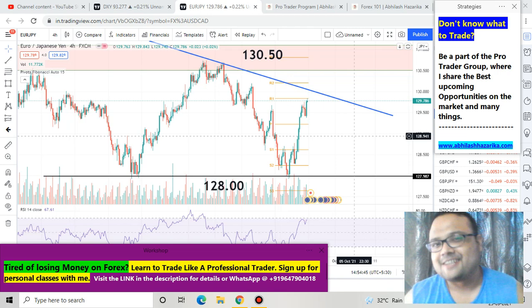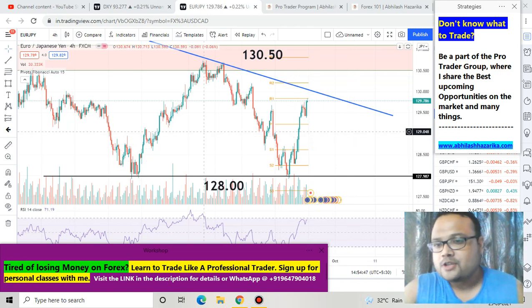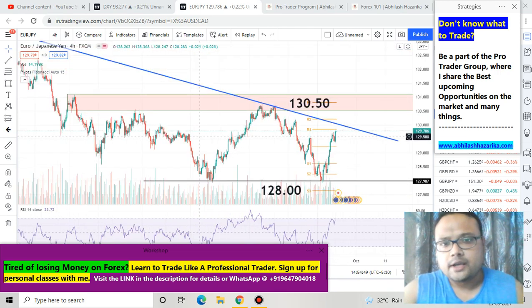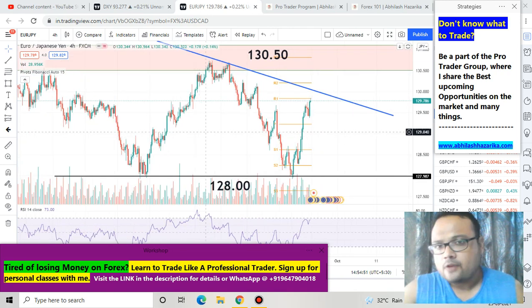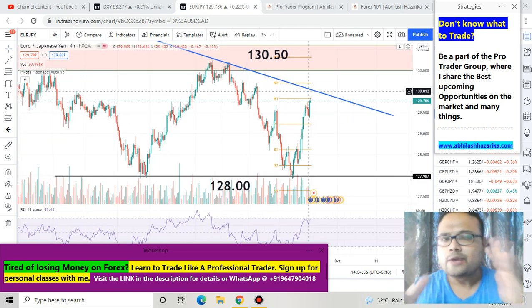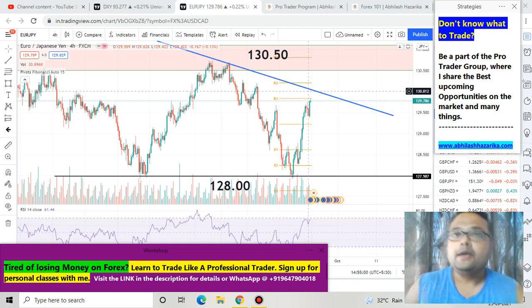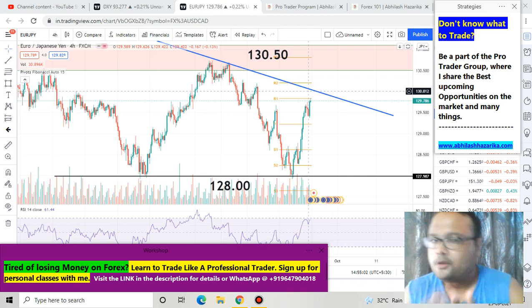So let's get started. This is the Forex chart of Euro JPY in front of us right now, and as you can see, I have got two levels here on the chart and one trend line. Let's try to understand what is going on in the chart of Euro JPY and what will be our best trading opportunities on the Euro JPY chart.